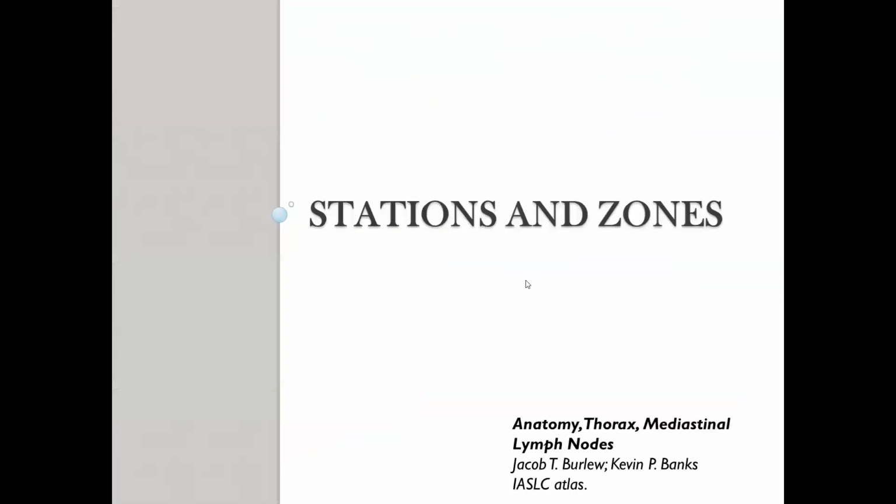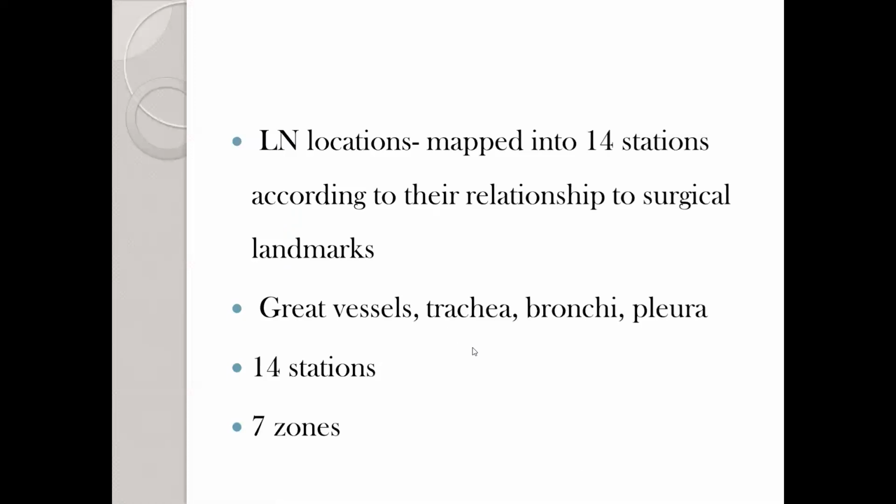The most important things to know with regards to this topic are the stations and zones into which we can locate these lymph node groups. The lymph node locations are mapped into 14 stations based on their relationship to surgical landmarks. The surgical landmarks may be great vessels, trachea, bronchi, or pleura. There are 14 stations and 7 zones.